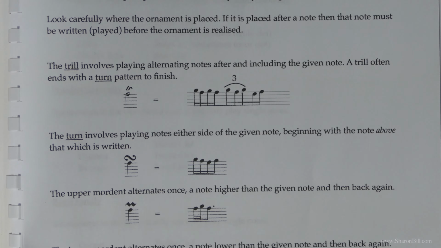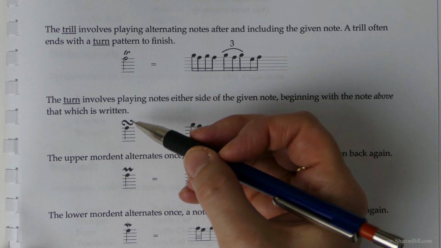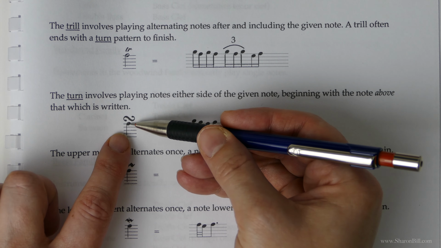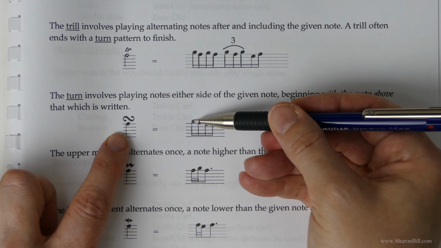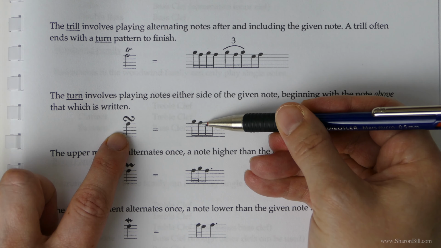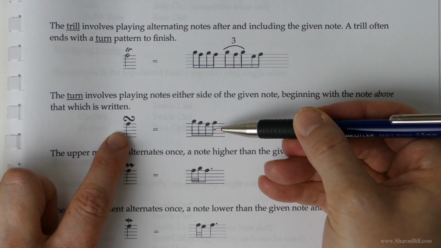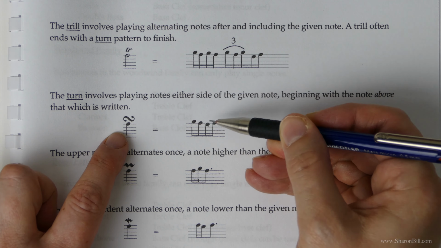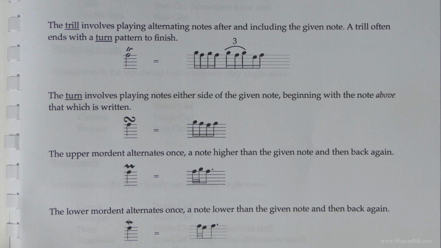So that takes us to the next one, the turn. If you think the given note is on the line, what happens is you begin above the given note, then the given note, below the given note, then the given note. So you can see how this sign's really descriptive of what's happening.